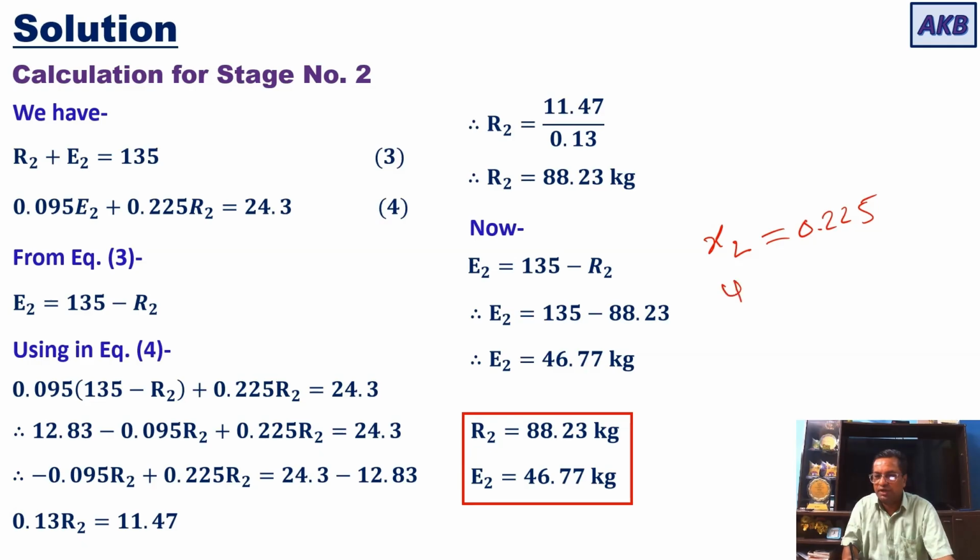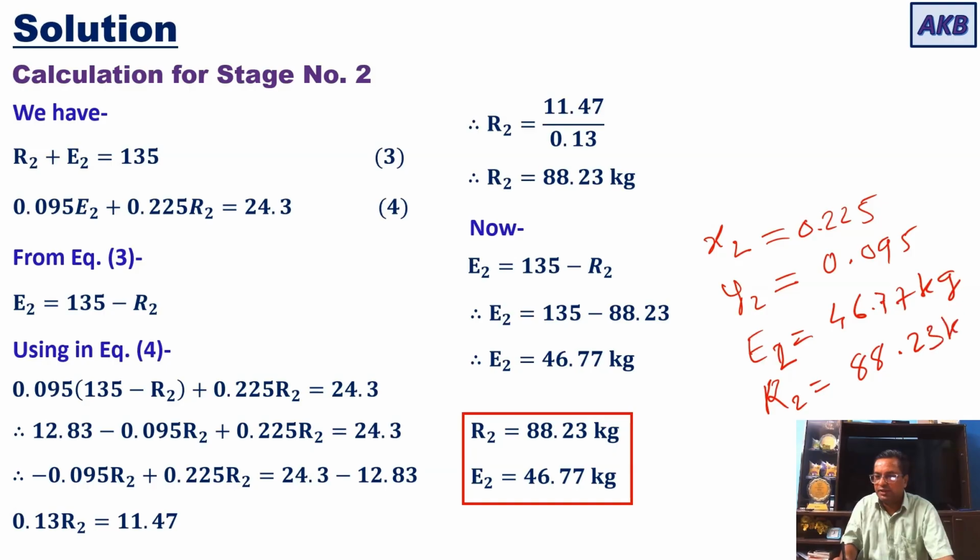For stage number 2, we have got X2 to be 0.225, Y2 to be 0.095, E2 as 46.77 kg, and R2 as 88.23 kg.